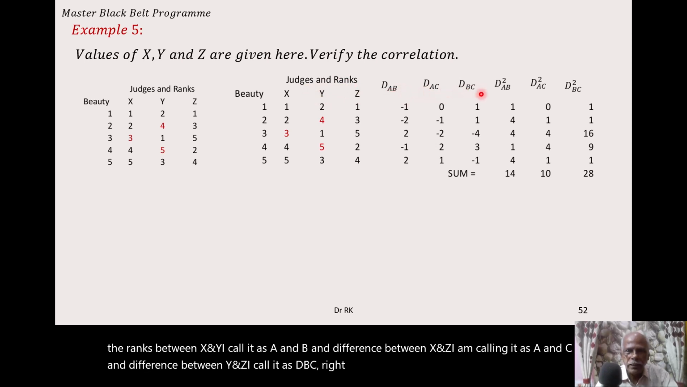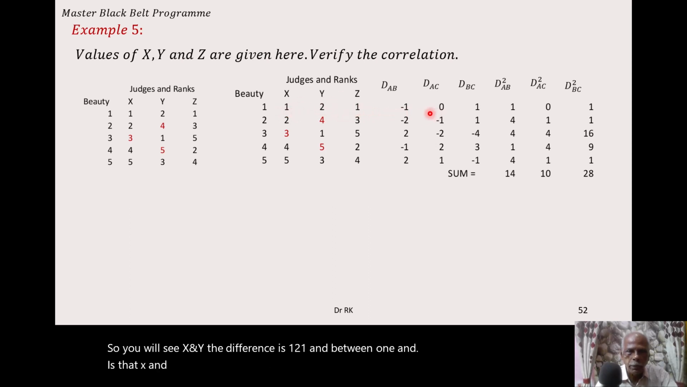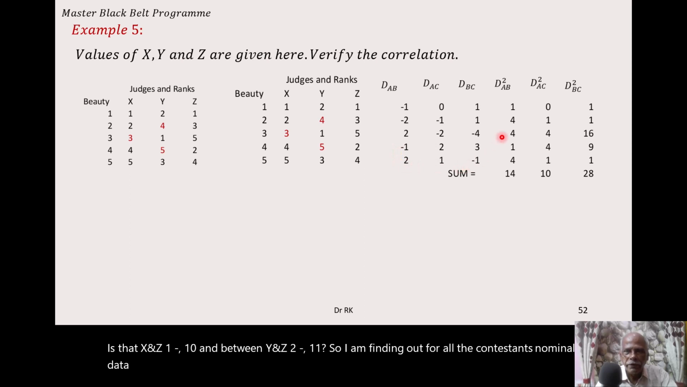And then I am finding the square of this. So, we will see x and y, the difference is 1 minus 2, minus 1, and between x and z, 1 minus 1, 0, and between y and z, 2 minus 1, 1. So, I am finding out for all the contestants nominal data, and then I am finding out the square.